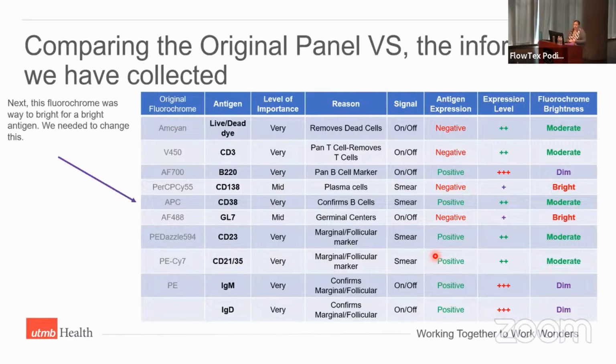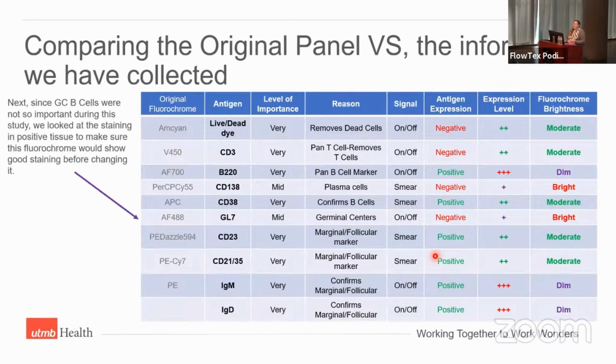CD38 was in APC. CD38 is pretty bright, and APC was way too bright, so we needed to change this. GL7, which is a popular marker for germinal center B cells, is pretty moderate, and it's on Alexa 488. Again, it didn't work in their original panel, but we decided that if we looked at a positive tissue when we were titrating, such as a Peyer's patch, which would be highly expressing for GL7, we would see what the proper titration was and if the antibody was working. If it was, we would continue forward with that antibody.